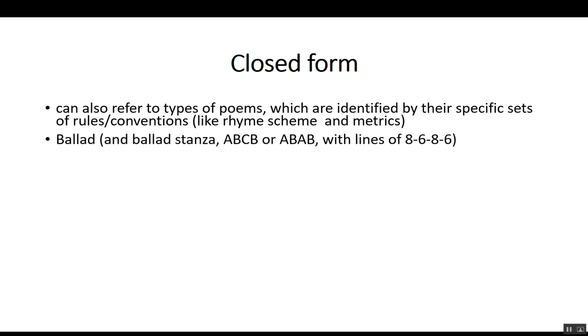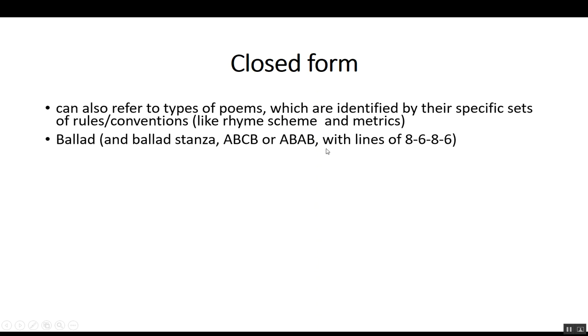A ballad is a poem that tells a story, and in English poetry, a ballad not only tells a story, but it is written in a certain form, usually in quatrains, and those quatrains rhyme typically A, B, C, B, or A, B, A, B, and those lines have a length of 8 syllables, 6 syllables, 8 syllables, and 6 syllables. And again, your chapter will give you more details on this. I just want to whet your appetite for that.